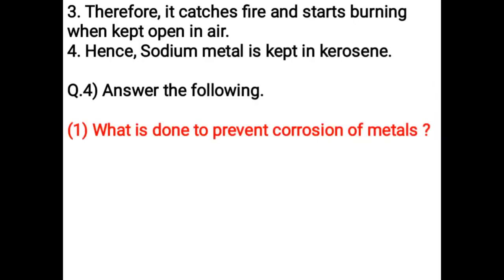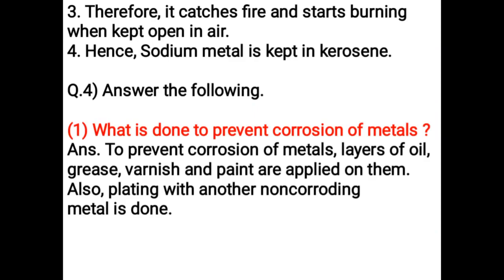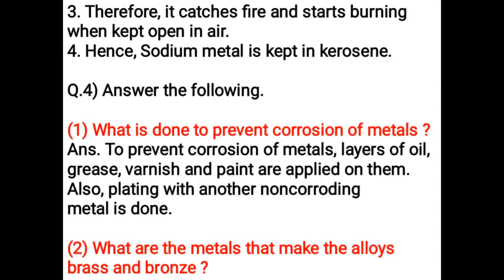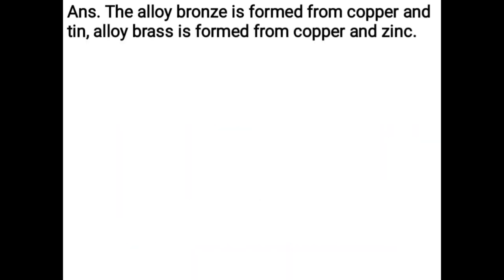Answer the following. What is done to prevent corrosion of metals? To prevent corrosion of metals, layers of oil, grease, varnish and paint are applied on them. Also, plating with another non-corroding metal is done. What are the metals that make the alloys brass and bronze? The alloy bronze is formed from copper and tin. The alloy brass is formed from copper and zinc.